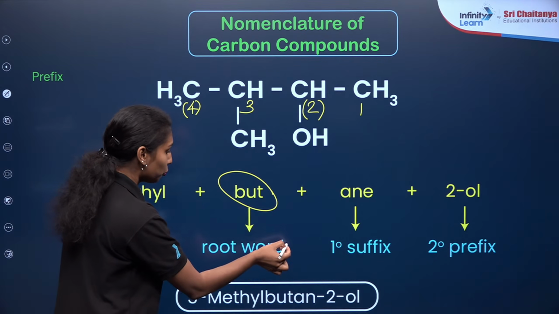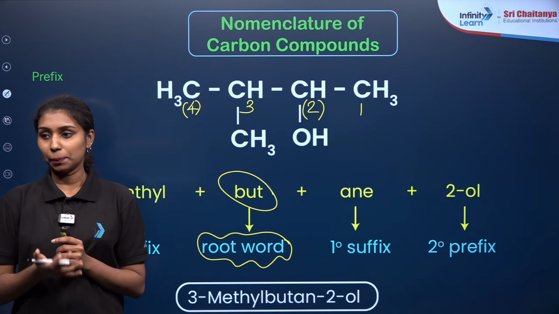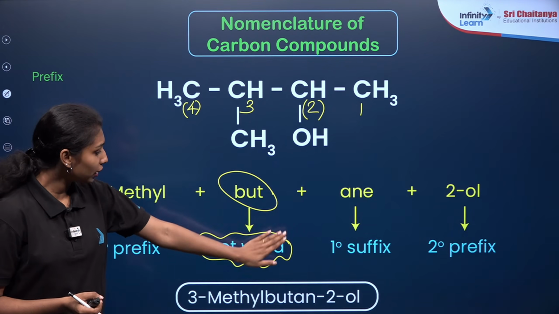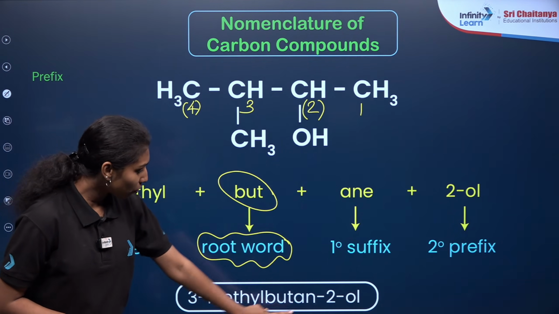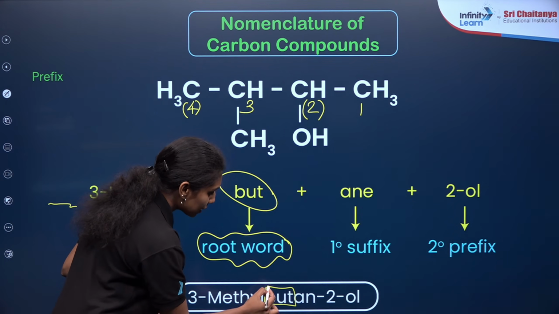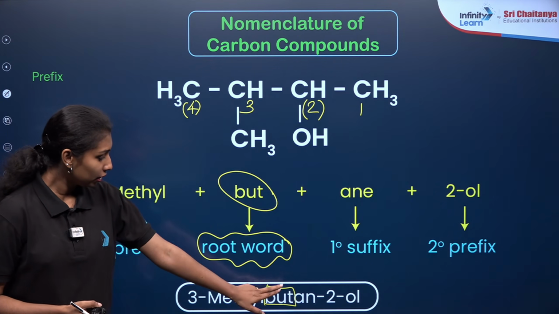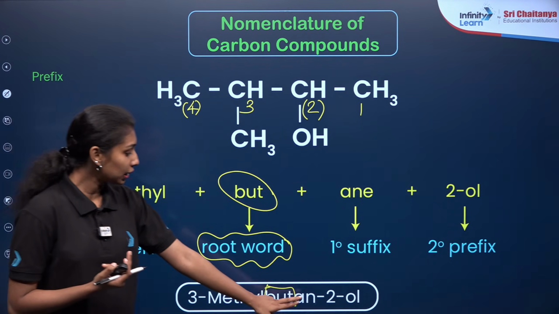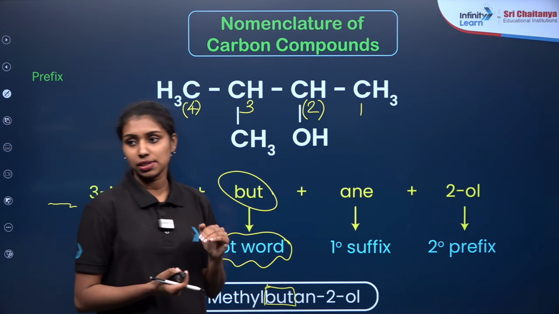Okay, from the root word, we are giving the name of the compound depending upon the carbon numbers, right? So from the root word itself, we can identify the number of carbon atoms. For example, if you are just given the name of this compound, this will be the root word. "But" will be the root word here, which means we can identify the total number of carbon atoms present in the longest chain. So "but" stands for 4 carbon atoms present in the longest chain.